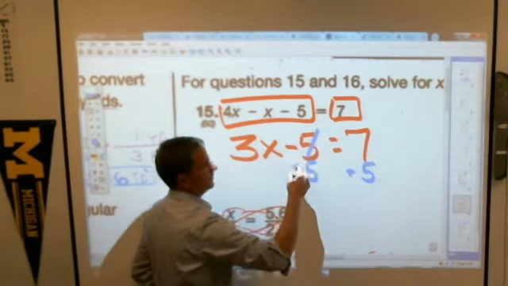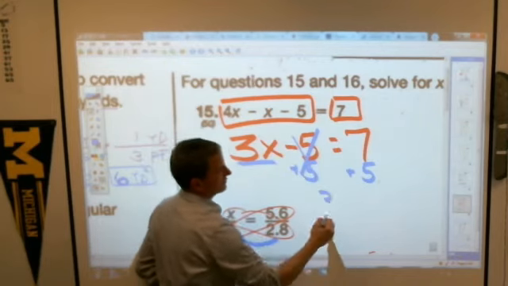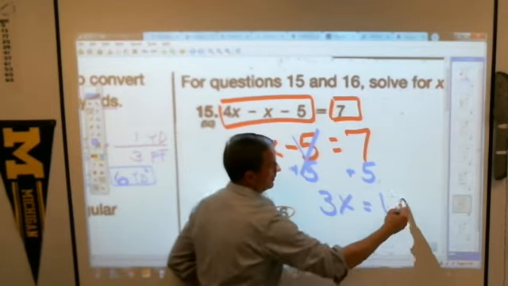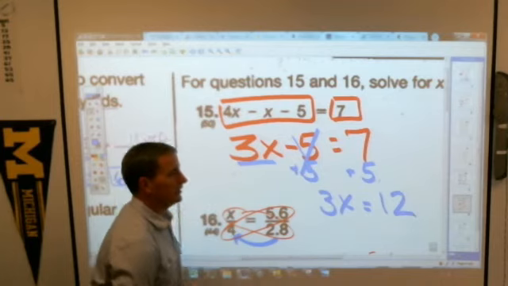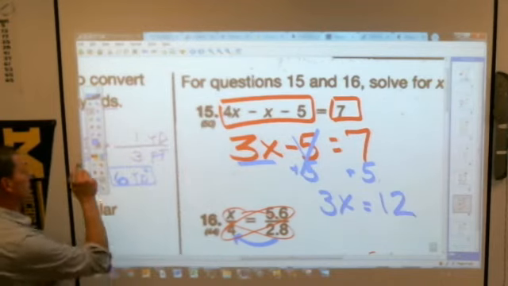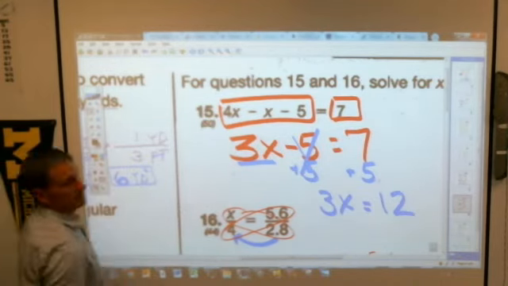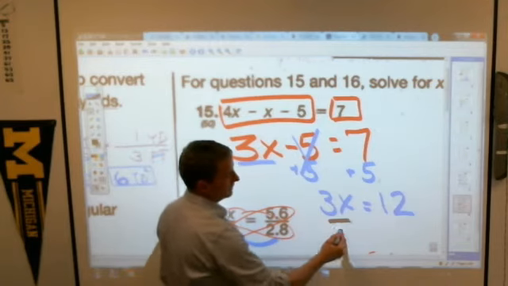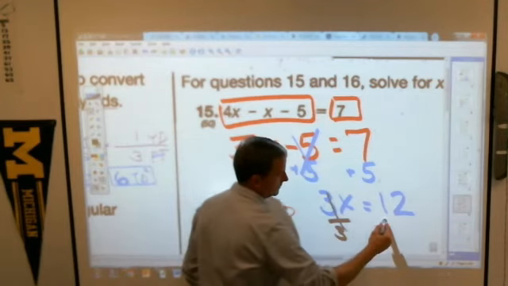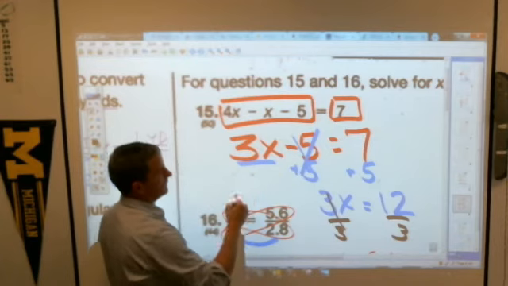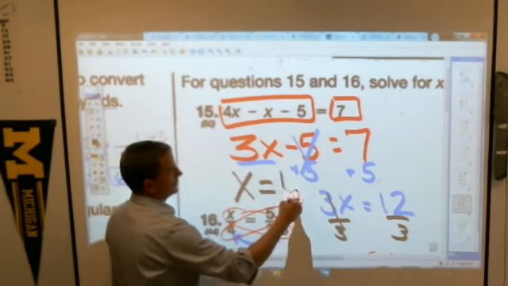I end up with nothing here. 3x equals 12. And then generally you'll find a pattern here. The last thing you're going to do is divide. How do I get 3 times x? I divide by 3. So x is going to equal 4.